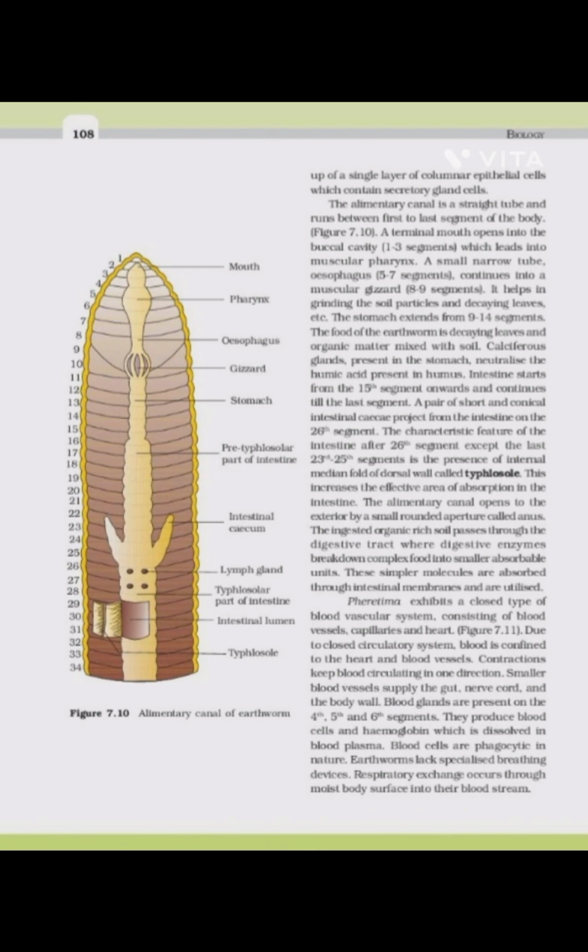Blood glands are present on the 4th, 5th, and the 6th segments. They produce the blood cells and the hemoglobin, which is dissolved in the blood plasma. Blood cells are phagocytic in nature. Earthworms lack specialized breathing devices. Respiratory exchange occurs through the moist body surface into the bloodstream.